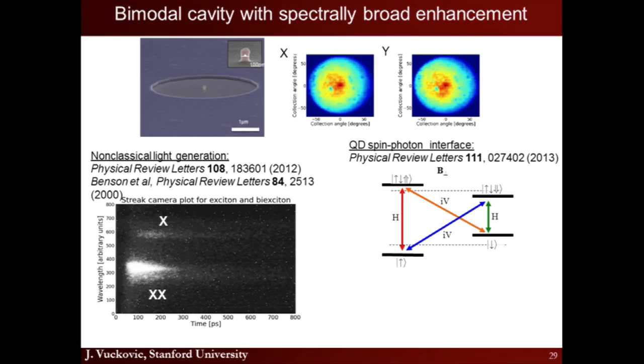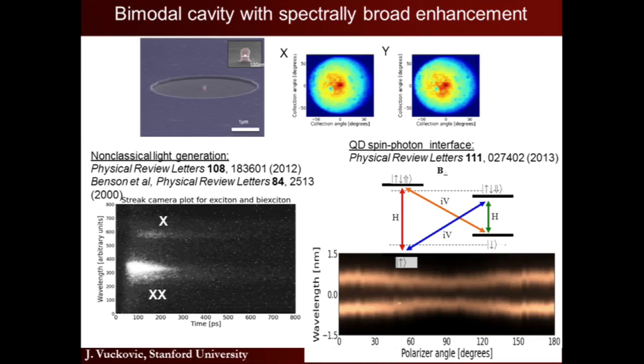On the bottom left, you see references to the paper that I already mentioned with the bimodal cavity. You can also generate entangled photon pairs more efficiently because you have broad enhancement from such a structure, which enhances both biexcitonic and single exciton transitions.